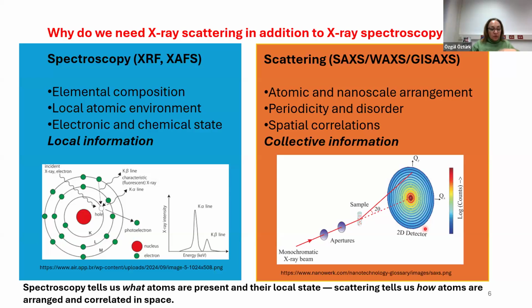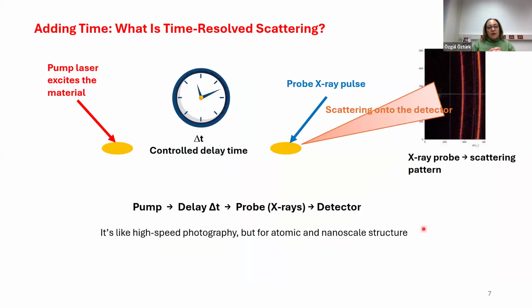And in modern experiments, in most of today's experiments, we almost always combine spectroscopy and scattering to get a complete picture. So we can think of it like that. Spectroscopy tells us what atoms are present and their local state, and scattering tells us how atoms are arranged and correlated in space.